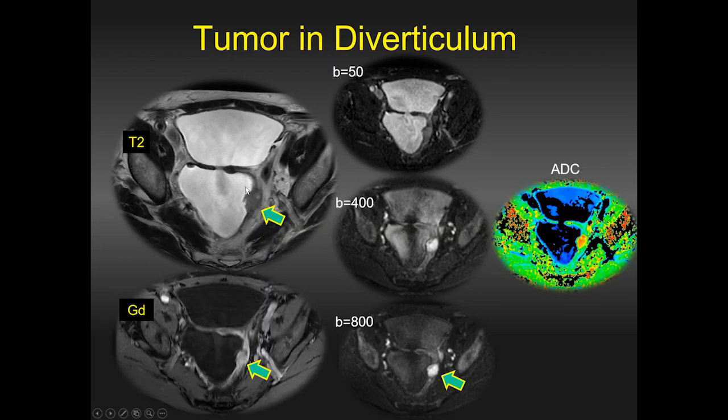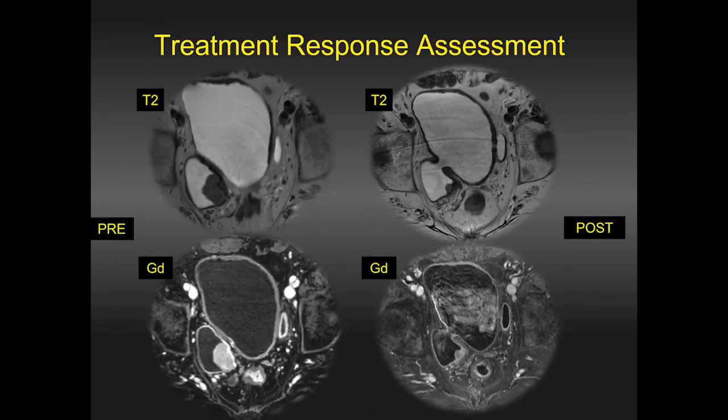This is again a very large posterior diverticulum with a tumor arising in the left lateral bladder wall, showing early enhancement and marked restricted diffusion on the high B value images.